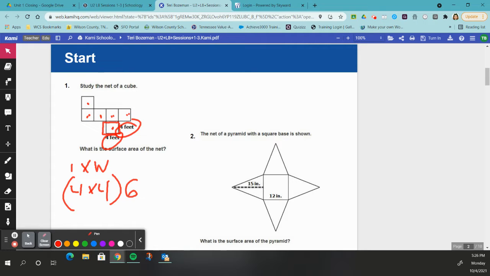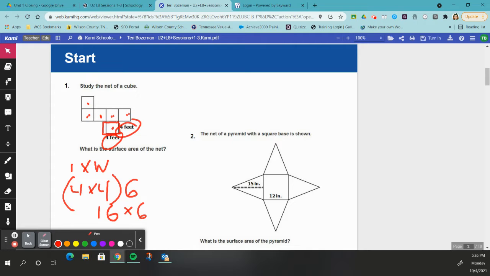So 4 times 4, well, that's going to be 16, and then 16 times 6. So you will want to do 16 times 6 as well to get your final answer. All right, then we have number 2. The net of a pyramid with a square base is shown. Well, a pyramid with a square base is a square pyramid.